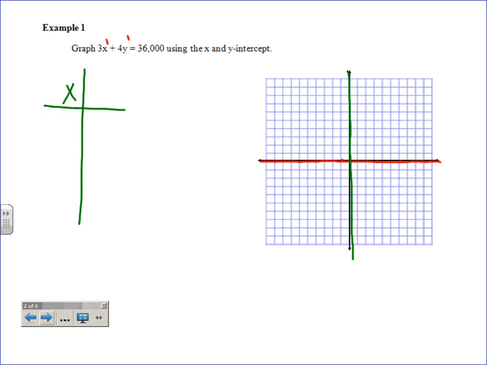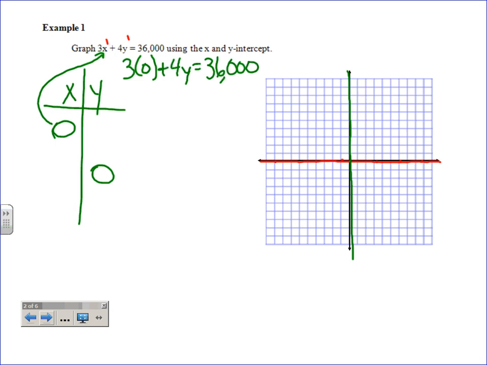You're all used to these, right? To find the intercepts, I go like this, and I fill it in. That will give me the x-intercept and the y-intercept guaranteed. That means right here I'm going to put 0 in for x, and I'm going to find out what y value will make that equation true. So if I'm putting 0 in for x, it's 3 times 0 plus 4y equals 36,000.